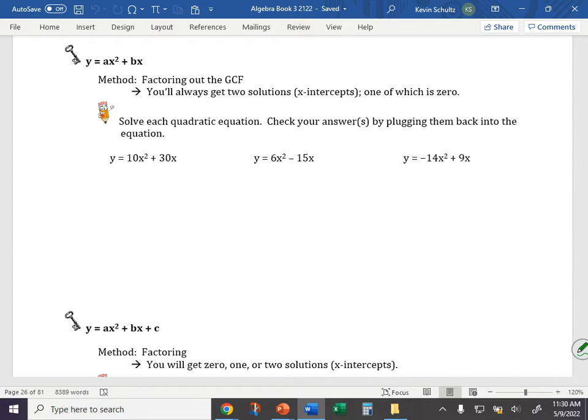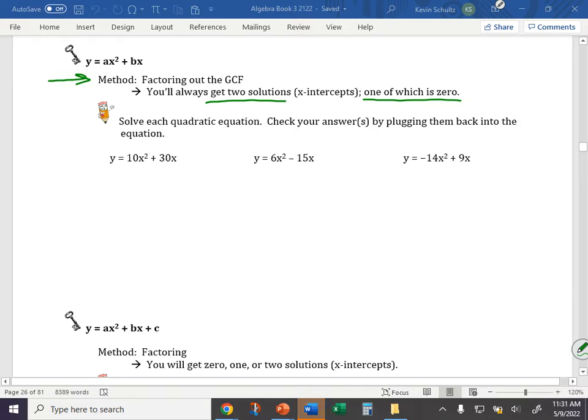So in this form, your method is factoring out the greatest common factor. You'll find that this ties into PO50, where we divided by monomial expressions. It was on your last test. And the hint for this one, you'll always get two solutions. One of them will be 0, so you already got one peg, 0.